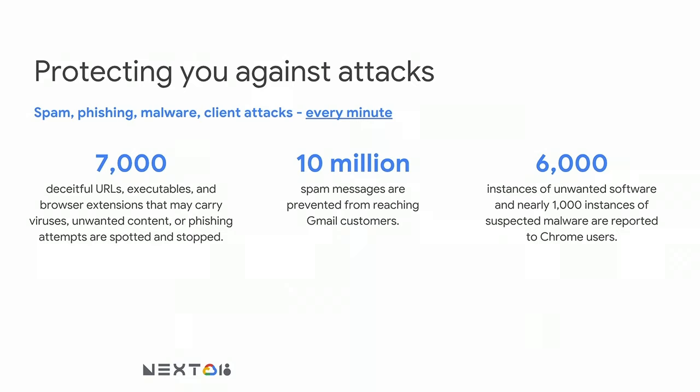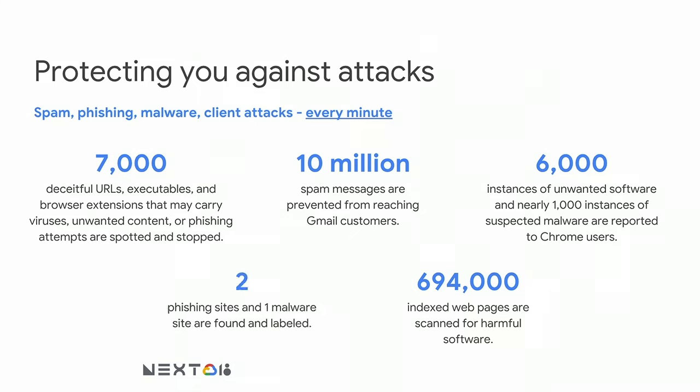Every minute, over 6,000 pieces of software are reported through Chrome. And we take this information and we share it amongst other Chrome users, G Suite users, as well as the internet at large in identifying software that is unwanted or malicious. And then the breadth of our scanning infrastructure checks almost 700,000 web pages for harmful software every minute. And then we're able to find 2 phishing sites and 1 malware site every minute. We take this information, we put this into our browser, into G Suite, and we also share this with the internet community so they can also protect other internet users. So it just gives you a sense of the scale and breadth that you're able to take advantage of as part of G Suite.